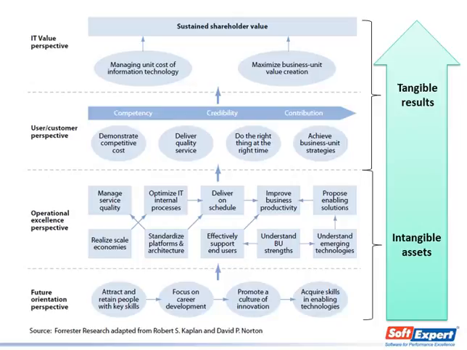The value in the strategy map is exposing the linkage between the strategic objectives and ensuring that the objectives are linked to strategic outcomes. Process excellence and future orientation capabilities result in IT value and customer satisfaction. It is the transformation of the intangible assets into tangible results.